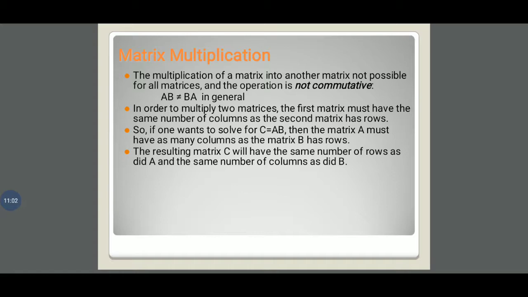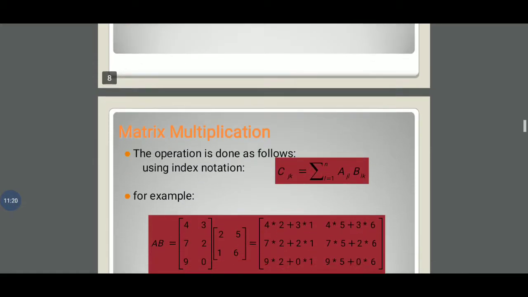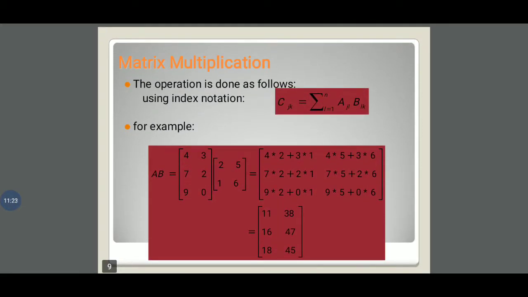Okay, now we will see an example that matrix multiplication is not commutative, that is AB is not equal to BA. Let's consider one example. Matrix multiplication we will see, and after that we will see a counter example. Matrix multiplication is done as follows by index notation. We have defined C_jk as the summation over i from 1 to n of A_ji and B_ik.